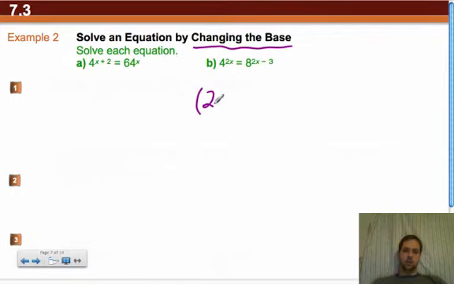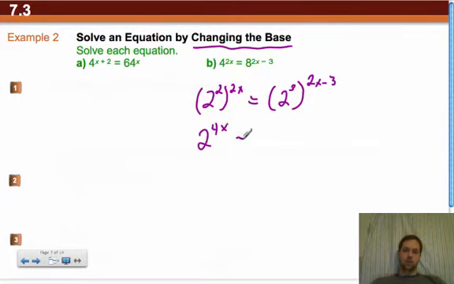4 can be written as 2 squared. Now this whole thing is brought to the power of 2x. 8 can be written as 2 cubed. And this whole thing is brought to the power of 2x minus 3. So again, the power of a power, 2 times 2x would be 2 to the 4x.